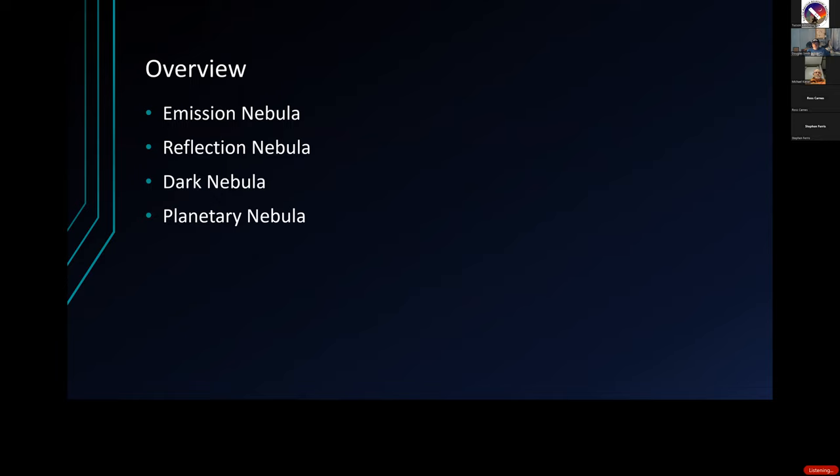So we're going to look at the four main types of nebula tonight: emission nebulas, reflection nebulas, dark nebulas, and planetary nebulas. There are some other subcategories that go into this as well, which we won't go over because we talked about them loosely during other topics, such as supernova remnants.